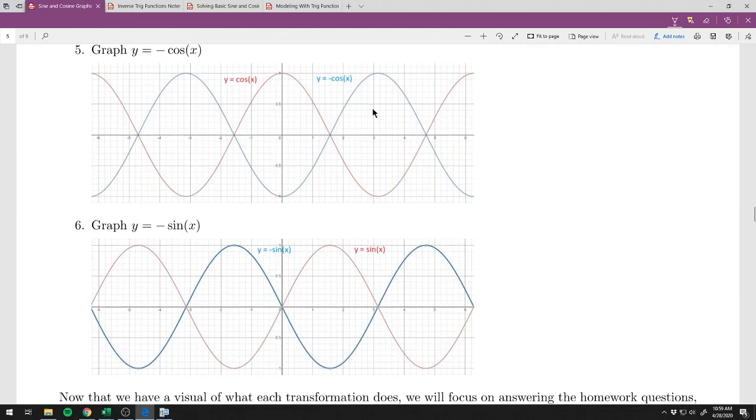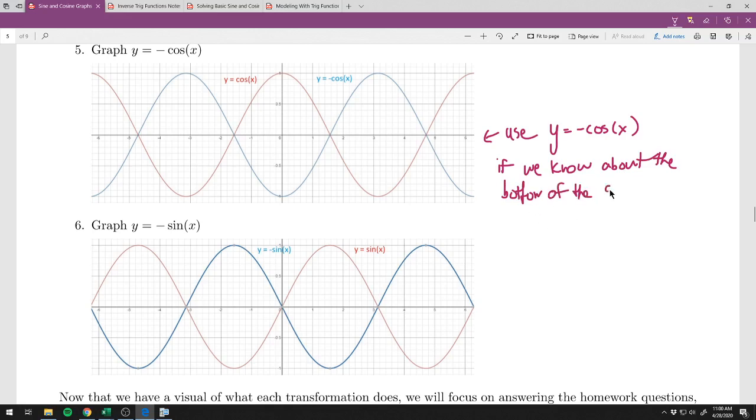All right, the last two I've got here are when you reflect the sine and cosine graphs over the x-axis, because they are so important when we get to word problems. One thing I want to point out here for y equals negative cosine of x, these negative flips it over the x-axis, it makes our y-intercept go from the top to the bottom. So one thing I'm just going to mention here was we're going to use y equals negative cosine of x if we know about the bottom of the graph. All right, so for cosine of x, the y-intercept's at the top. We use cosine of x if we know the top.